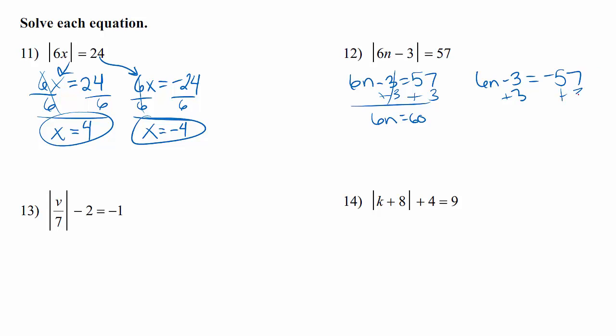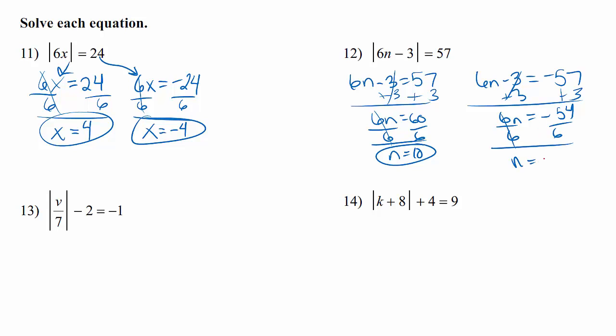You do have to be careful. Pay attention to negatives. Negative 57 plus 3 is negative 54. Divide by 6 on both sides. 10, that's our first answer. Divide by 6 on both sides and get negative 9. So even if we forget how to solve absolute value equations, we should at least hopefully be able to get one answer. But it's that second answer that really makes the difference between having a regular equation and an absolute value equation.